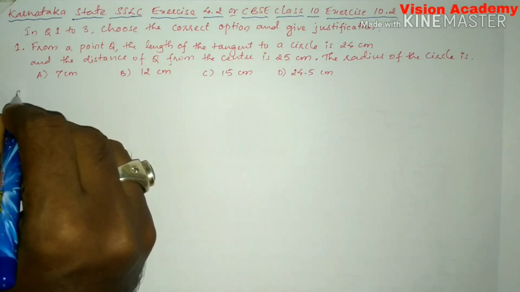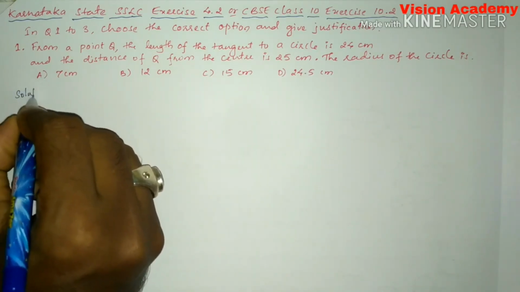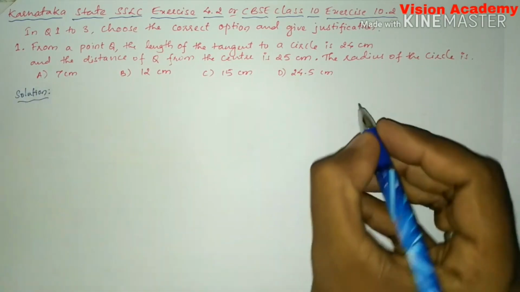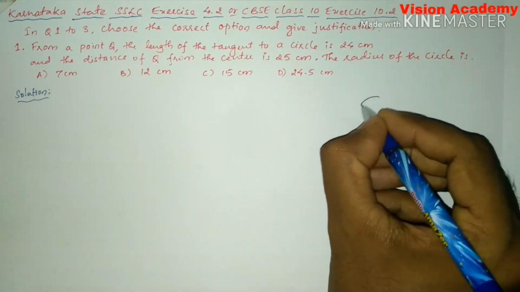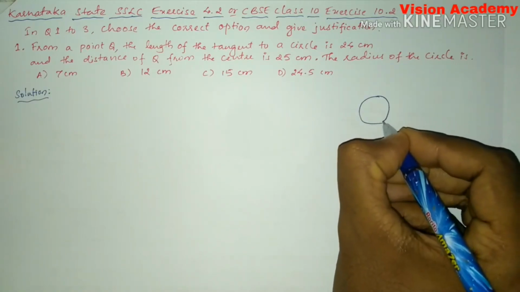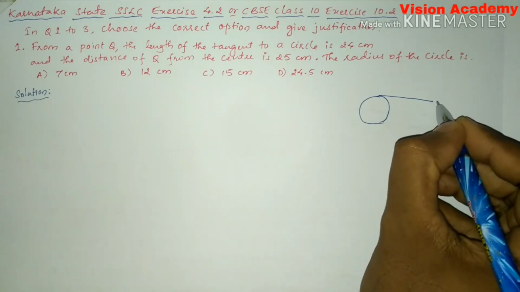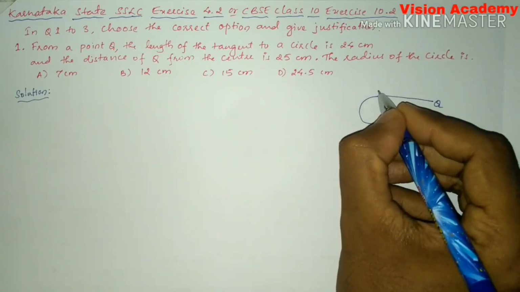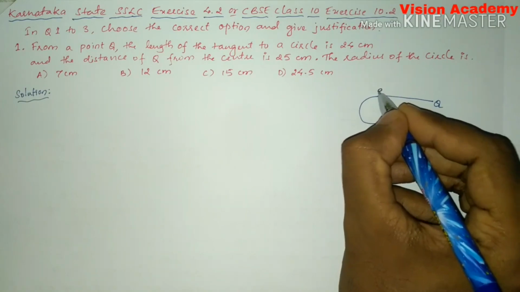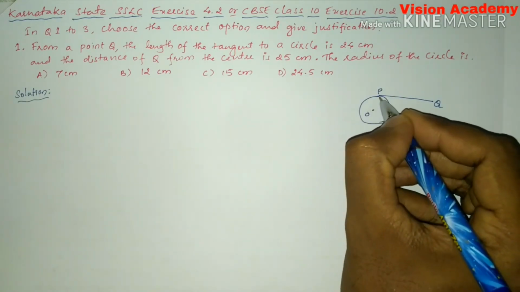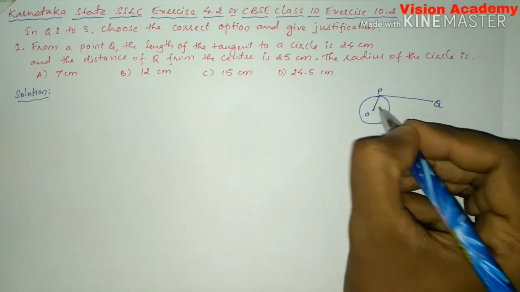Now let us write the justification in the form of solution for this given problem. So according to the question, let us draw a circle and one tangent whose external point is Q and it is touching the circle at point P, and O is the center of the circle, and join OP.